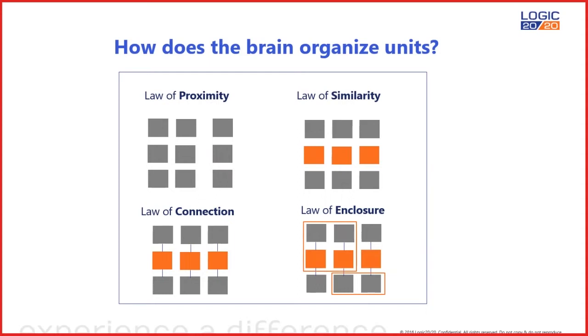The law of connection or connectedness. Objects that are connected by lines are going to be part of the same group. Then you have the law of enclosure. Objects that are enclosed within a common border are going to be part of the same group. There are fairly straightforward ways to apply this in slides, so let's look at a few examples of that.